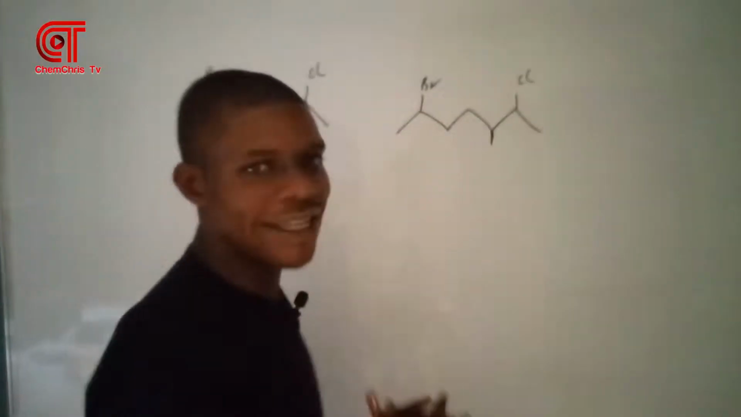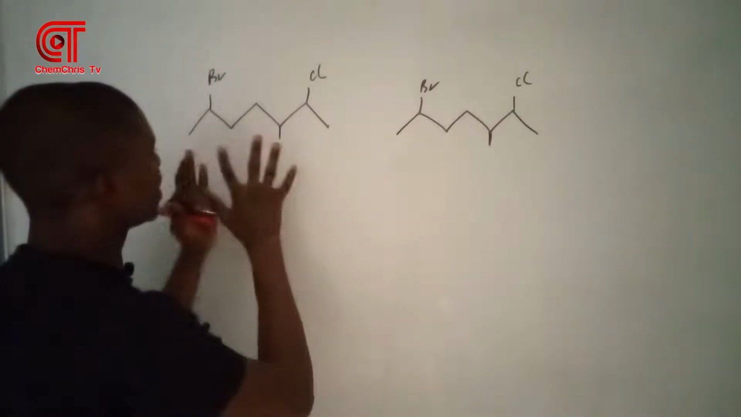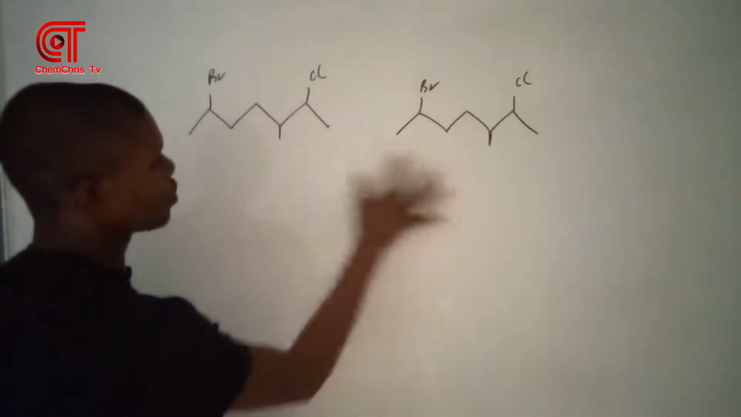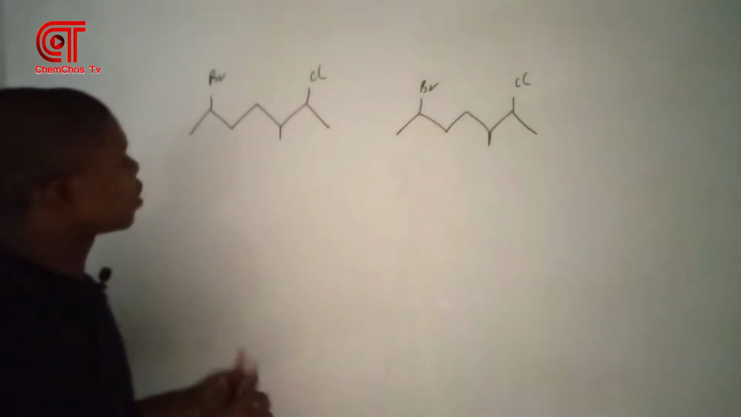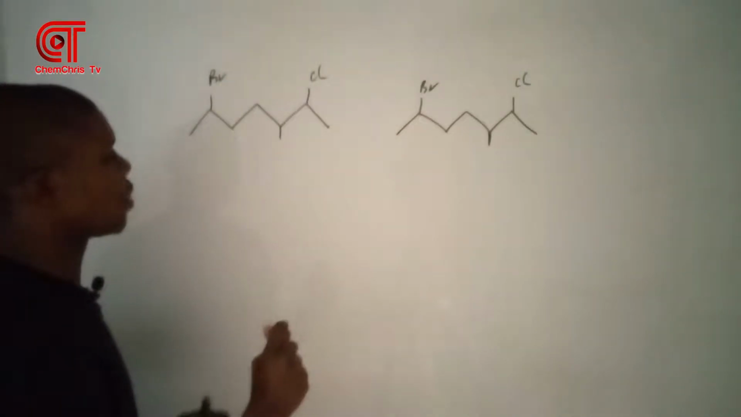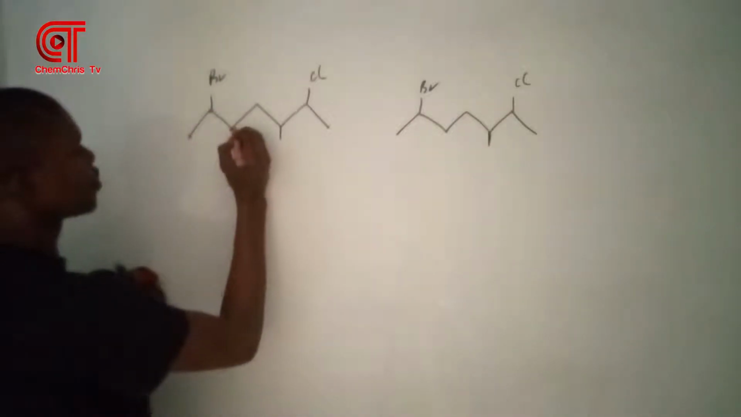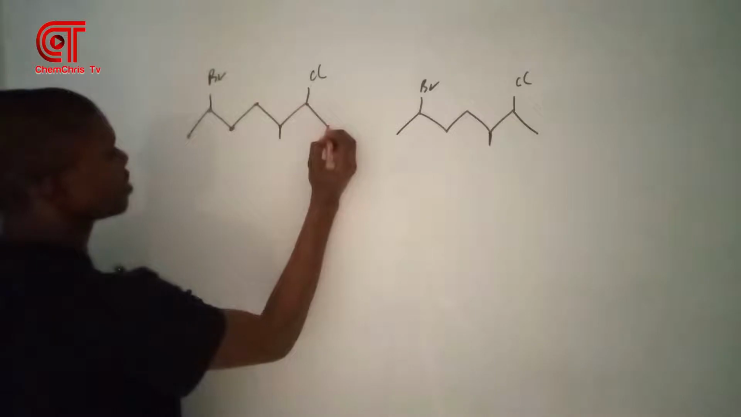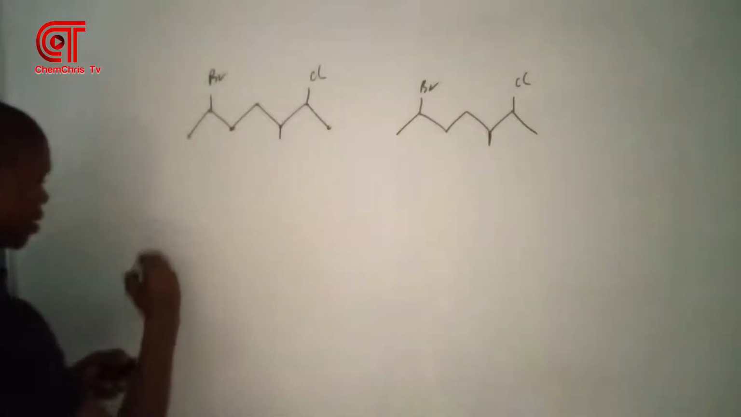Now let's take our first question here. If you are asked to give the nomenclature of this compound here, I just duplicated one compound, so two of them are the same. So the first thing we want to do is take the longest continuous carbon chain and think of it as the parent chain. So here we have 1, 2, 3, 4, 5, 6, 7. So my parent chain here is heptane.